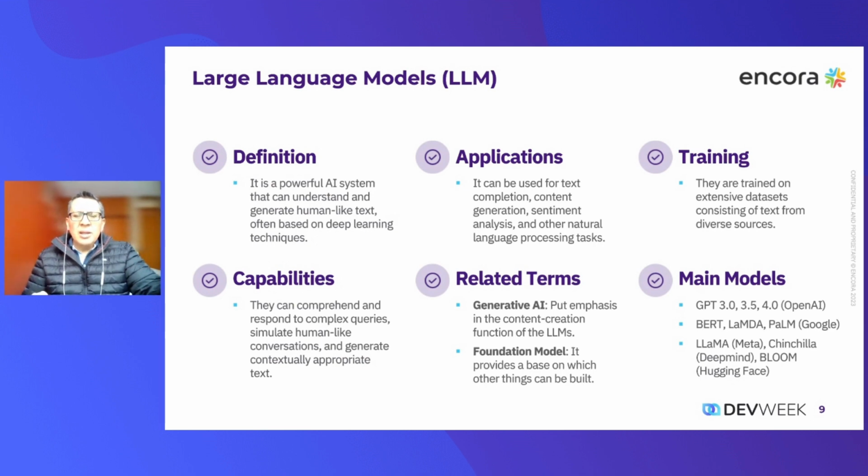Related terms to LLM are generative AI. Generative AI is a term used when you put emphasis on the content creation function of the LLMs. As well, we have the foundation model. For example, we have an LLM like GPT. GPT is the foundation model for specific products, for example, for ChatGPT. Okay, we have main models these days. We have GPT from OpenAI, with versions 3, 3.5, and 4. From the Google side, we have BERT, LaMDA, PaLM. We have Llama from Meta. We have Chinchilla from DeepMind and Bloom from Hugging Face.